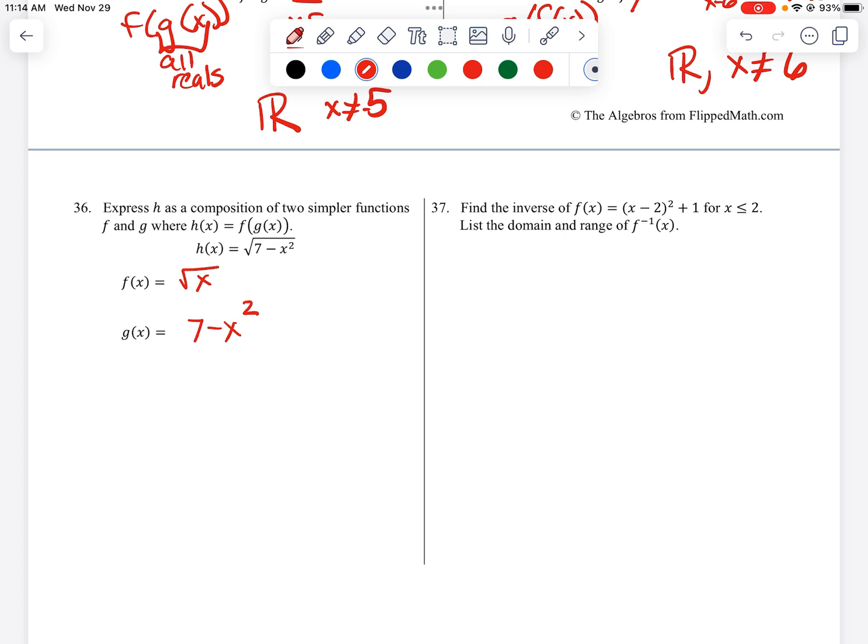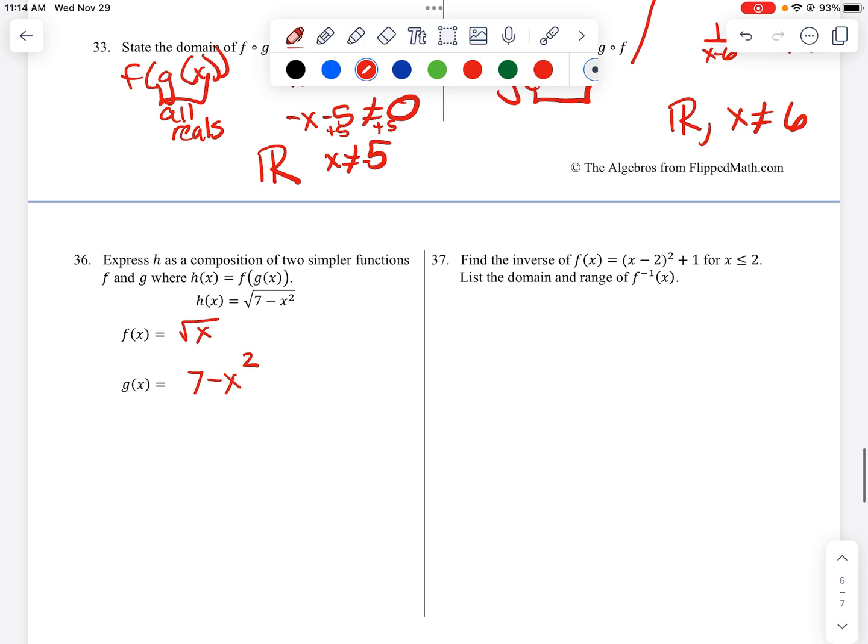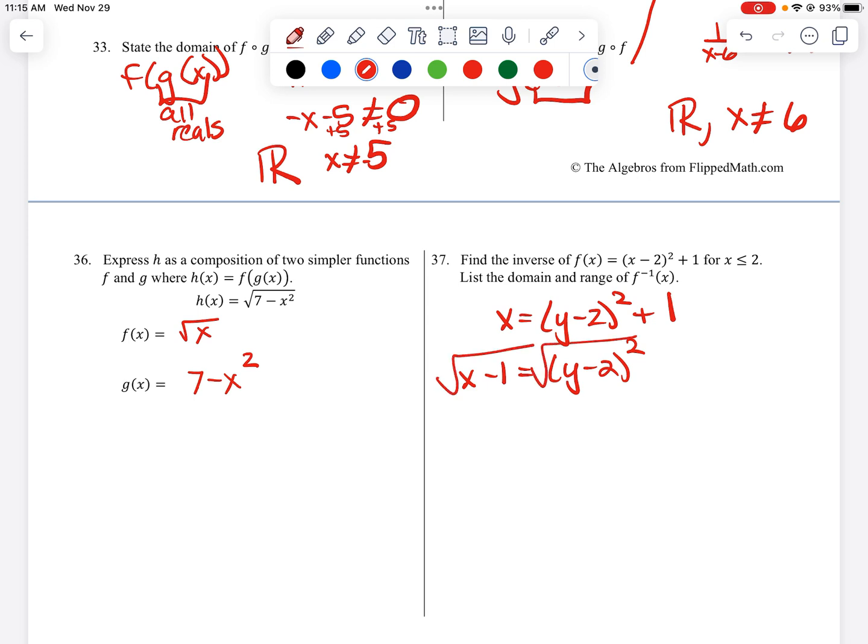Find the inverse and state the domain. So our inverse, okay, x equals y minus 2 squared plus 1. So x minus 1 equals y minus 2 squared. Square root it. So plus or minus the square root of x minus 1 equals y minus 2. And then we add 2.